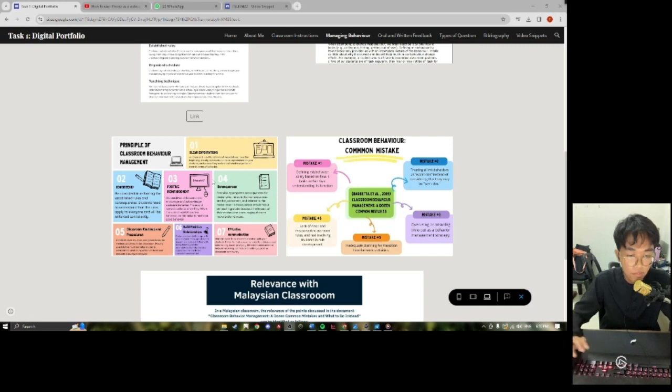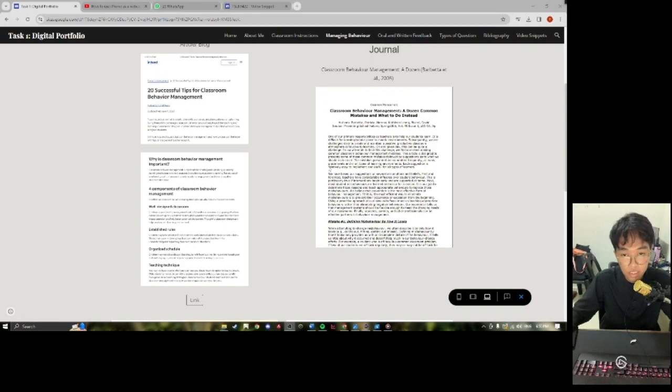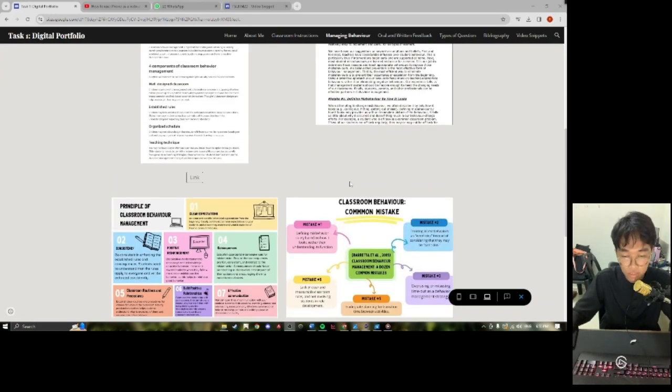We can see seven principles being mentioned in both of these materials, maybe not directly, but the content was very similar, and I have analyzed it and put it into seven principles that can be recognized. Which are clear expectations, consistency, positive reinforcement, consequences, classroom routines and procedures, building positive relationships, and effective communication. These are the seven key points that I have found in both of these sources.